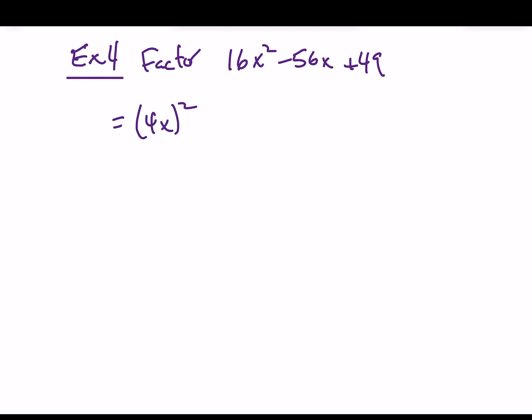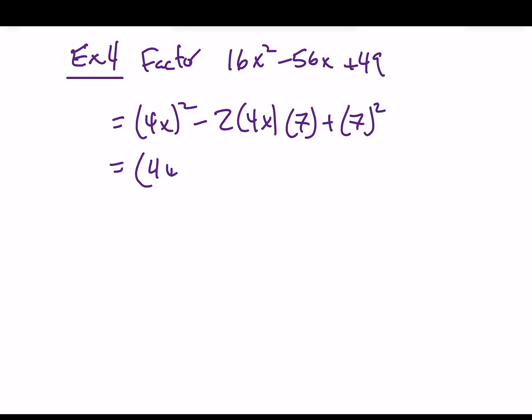So we can rewrite 16x squared as 4x quantity squared minus 2 times 4x times 7, that's what's being squared in the other term, plus 7 quantity squared. And so since we can do it that way, we can write it in that form. We can rewrite the whole thing as 4x minus 7 quantity squared.